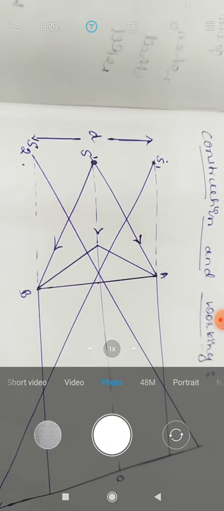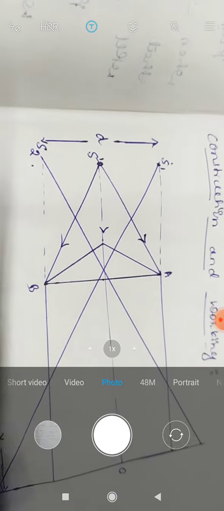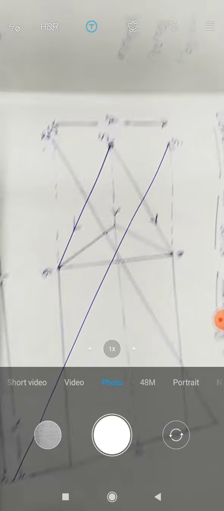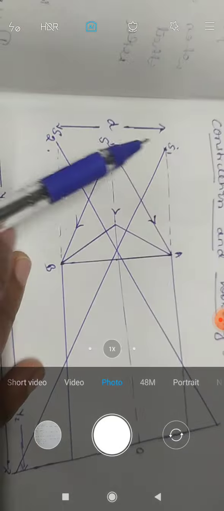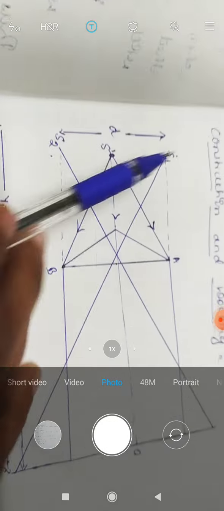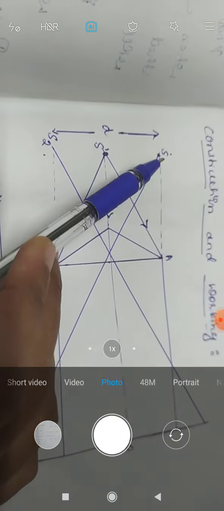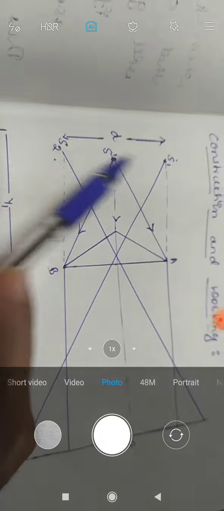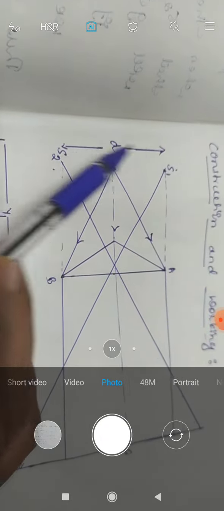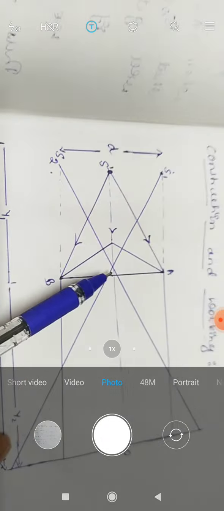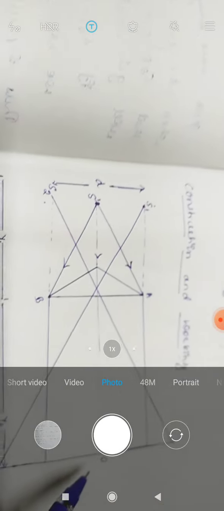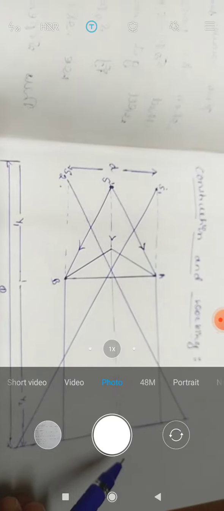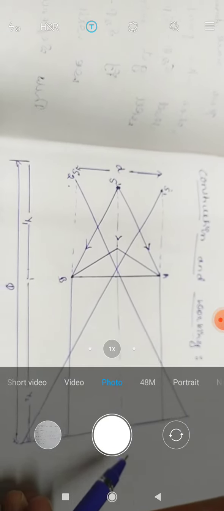This is the schematic representation of the biprism. This is the source S, and these are S1 and S2, the two virtual sources. The distance between these two is d. This is the biprism, this is the screen, and this point is the center of the fringe, point O.